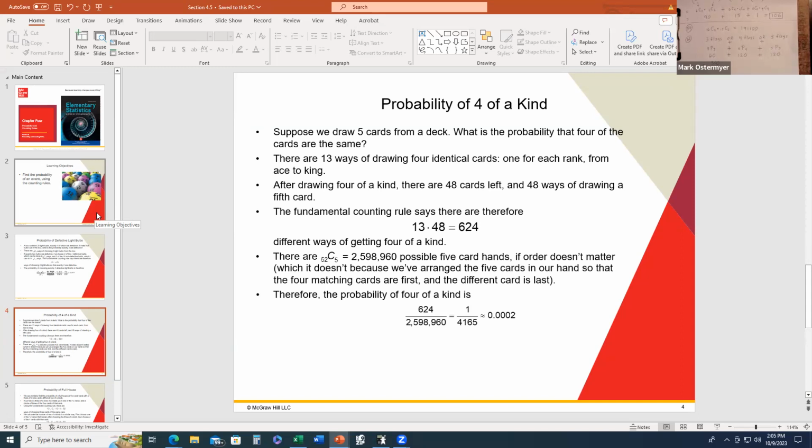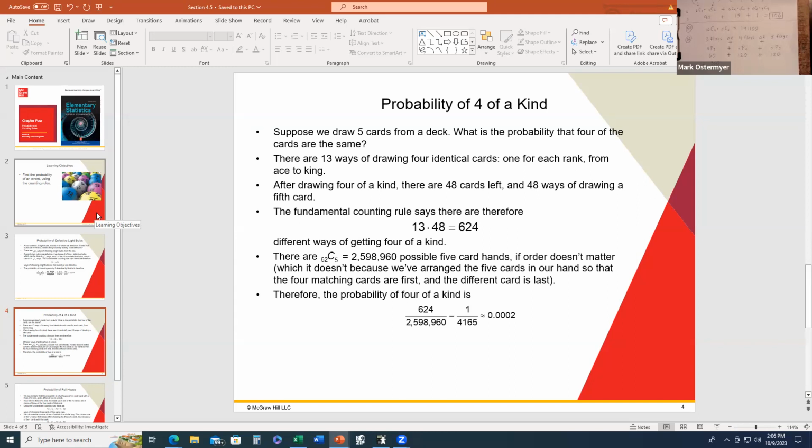But ladies and gentlemen, we're trying to compute the probability of selecting 4 of a kind when we reach in and pull out 5 cards from a deck. So we need to divide the 624 by the total number of ways that we could select 5 cards from a 52 card deck, where order does not matter. So how many different ways can I select 5 cards from 52 cards if order does not matter? Well, that'll be computed by using 52 combination 5, which is a very big number. 2,598,960 possible different ways of selecting 5 card hands from a deck of cards where order does not matter.